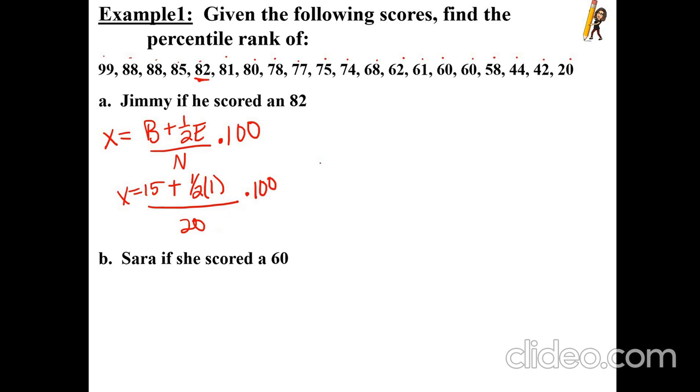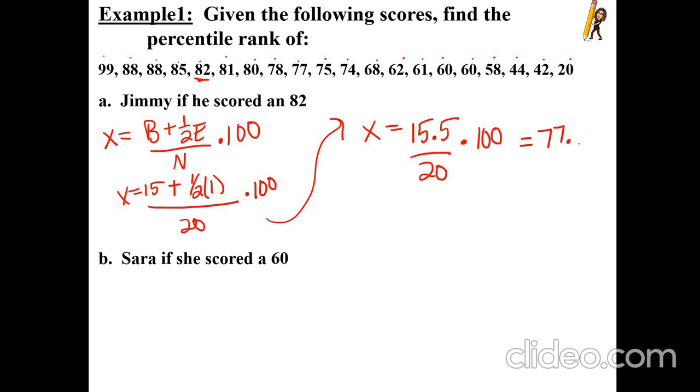All times 100. So I'll write my next step up here. X will be equal to 15 plus 1/2 is 15.5, divided by 20, all times 100. So 15.5 divided by 20 as a decimal is 0.775. Take that times 100, we get 77.5%. As a percentile, that would be the 78th percentile. I'm running out of room, but you get it. Okay, let's do another one.